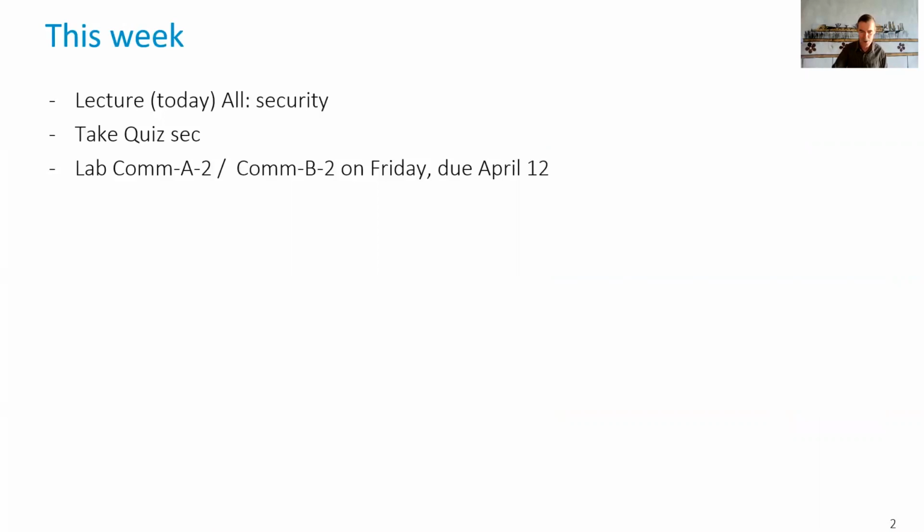The plan for this week: today we'll continue the lecture on security. After the lecture, I invite you to take the quiz. As usual, the quiz is intended to reinforce and test your understanding of the lecture, to prepare you for the lab for those who do the advanced lab, and to prepare you for understanding security in general. And the lab is due after the Easter break.